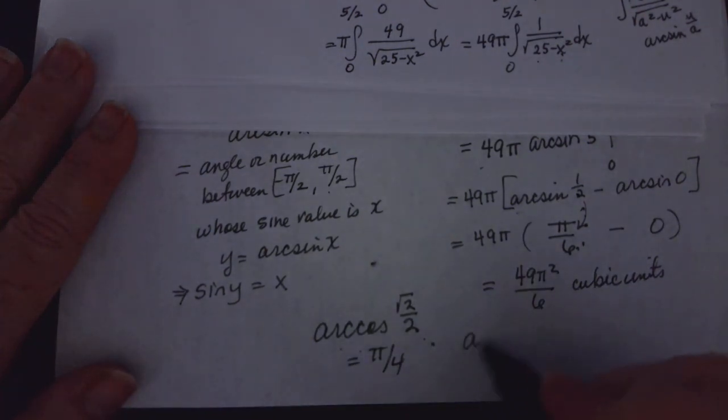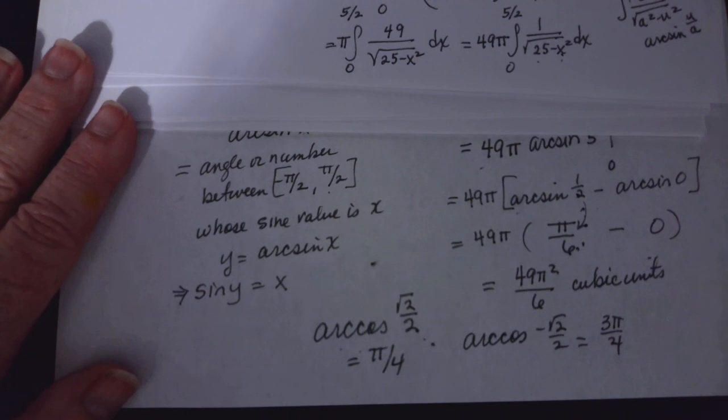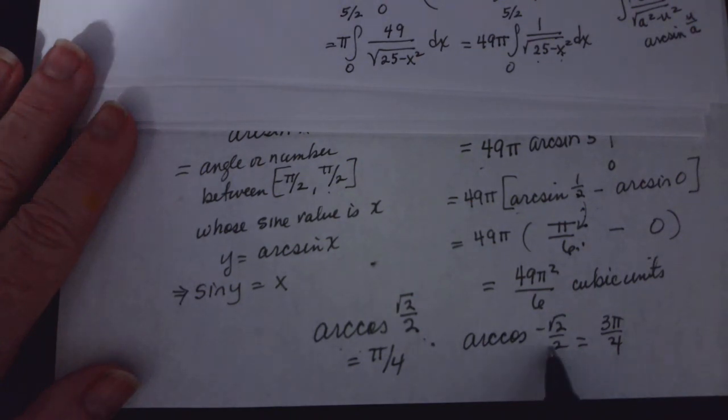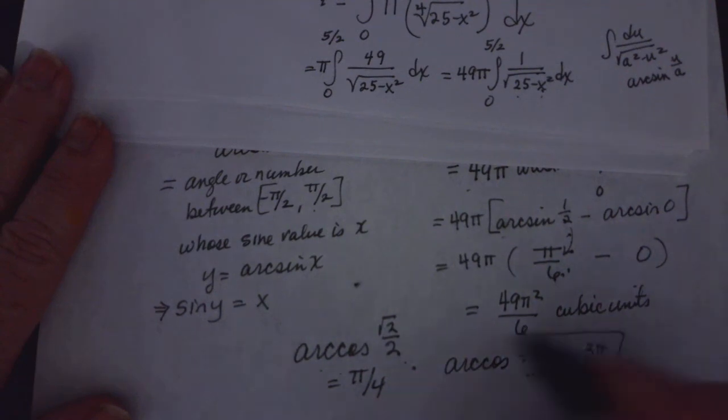But if it had been the arc cosine, for example, of negative square root of 2 over 2, you would have said it's 3 pi over 4, because we have to put it in the correct quadrant. Cosine between 0 and pi, cosine is negative in the second quadrant, not the first. We would still need a reference angle of pi over 4. So in the second quadrant, that corresponds to 3 pi over 4, which is probably more than you wanted to talk about inverse trig functions.